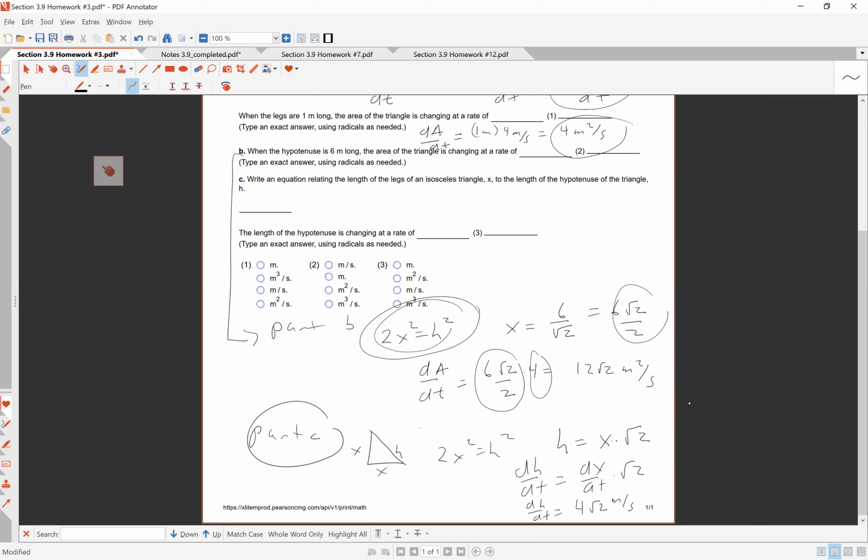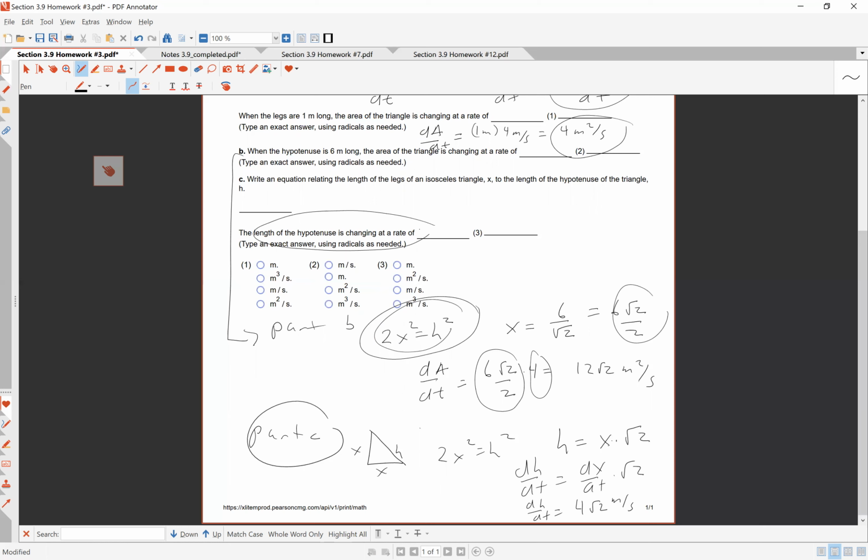And so you want to know, what is the rate of change? The problem is, the length of the hypotenuse is changing at what rate? The legs are changing at the rate of 4 meters per second. How is the hypotenuse changing?